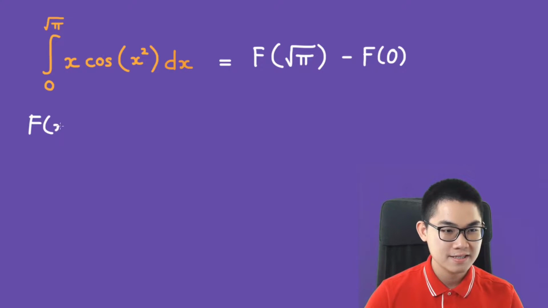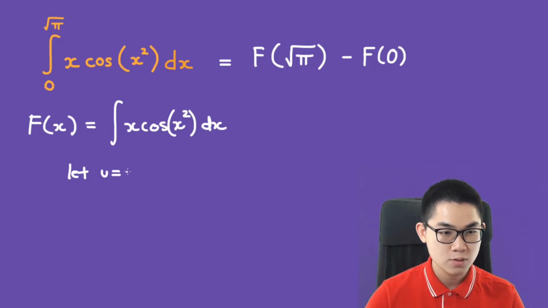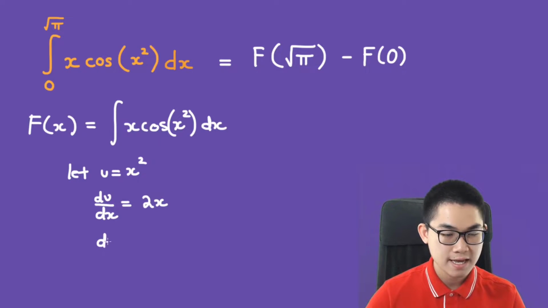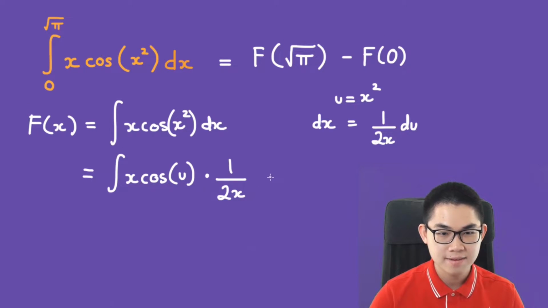So f of x is the indefinite integral of x cosine x squared dx. Let u equal x squared, then differentiate it with respect to x. So du over dx is 2 times x, then du is 2x dx, then dx is 1 over 2x du. We get the integral of x times cosine of u, and dx is 1 over 2x times du.